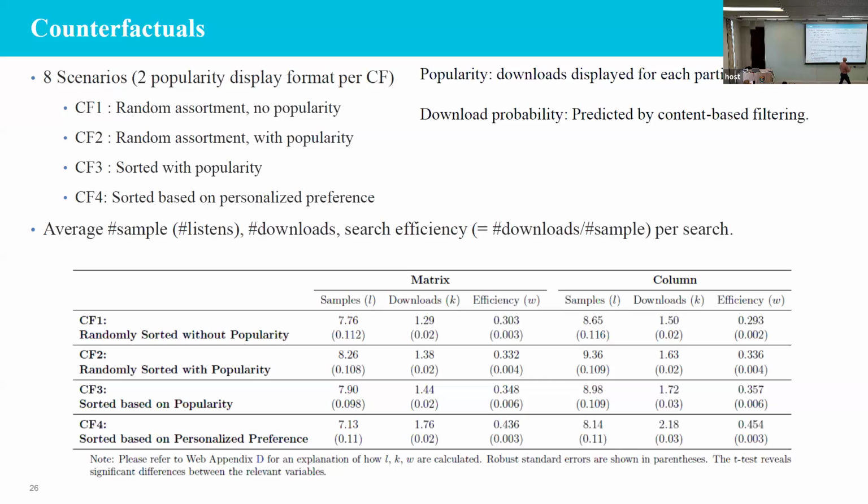So here's the result. We have 3 metrics here. One is the number of downloads, one is the number of samplings, and one is search efficiency. Search efficiency is essentially just the number of downloads divided by the number of samples. So this gives us the idea of how many trials you have to make, how many songs you have to sample in order to find the right songs for you. So the higher the number, the better it is.